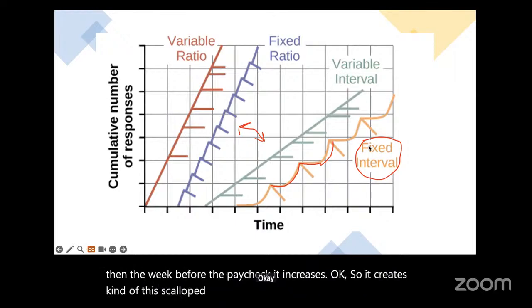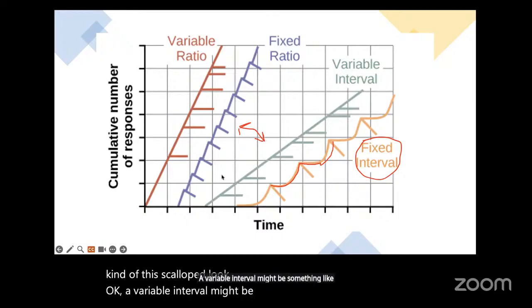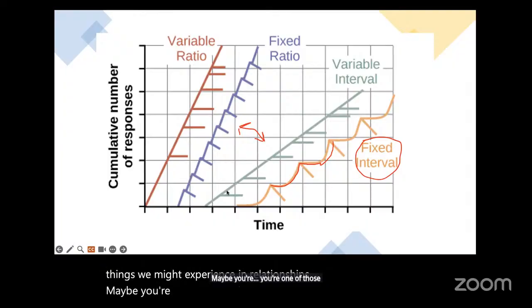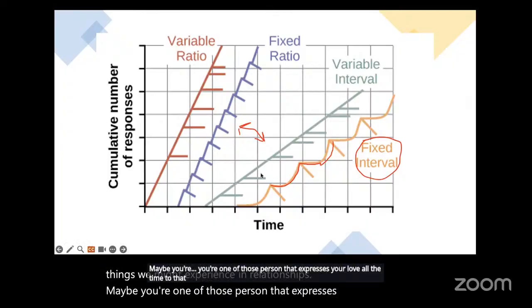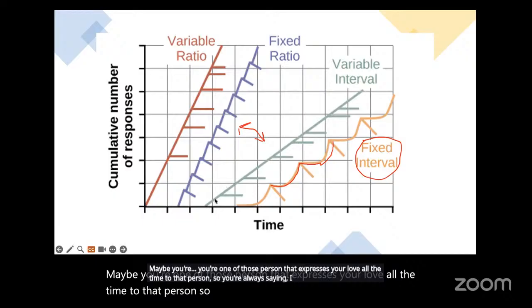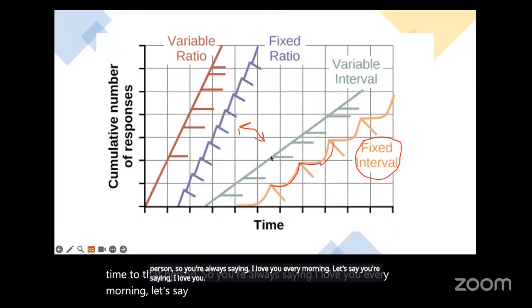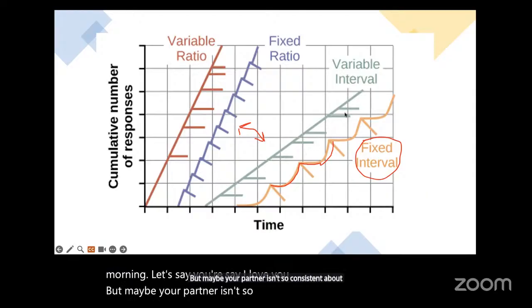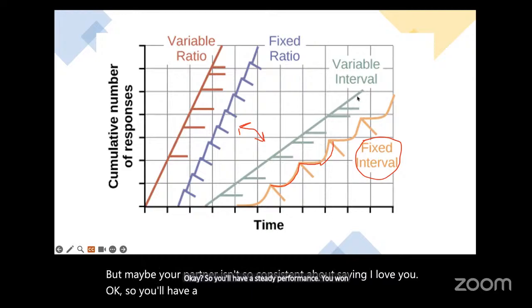Okay. A variable interval might be something like some common things we might experience in relationships. Maybe you're one of those persons that expresses your love all the time to that person. So you're always saying I love you every morning. Let's say you say I love you. But maybe your partner isn't so consistent about saying I love you. Okay? So you'll have a steady performance. You won't stop because you'll be looking for that next time that the person will do that behavior.